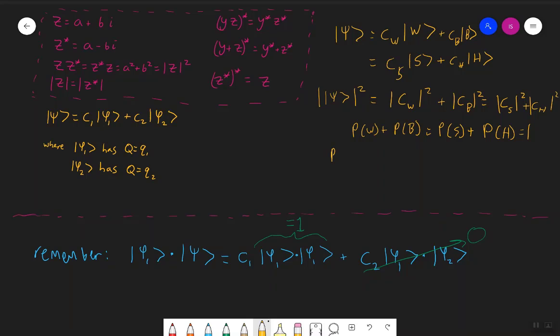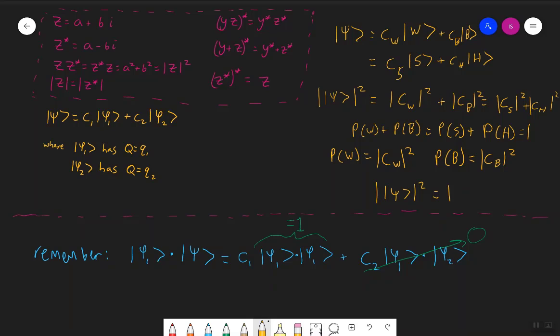So the probability of an electron being white would be C white norm squared. The probability of being black would be C black norm squared. And as always, we have normalization, which would say that psi norm squared equals 1. That would be our normalization.